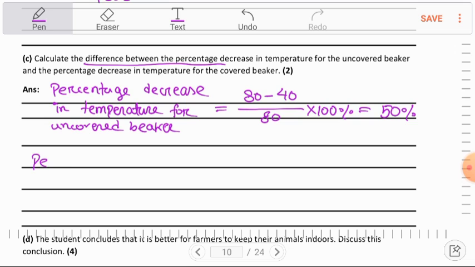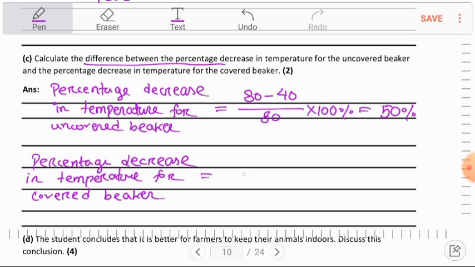And now we need to find the percentage decrease in temperature for the covered beaker, and that would be 80 minus 44 over 80 times 100%, and that would be 45%. So with this our question C ends. I hope 5C was clear.